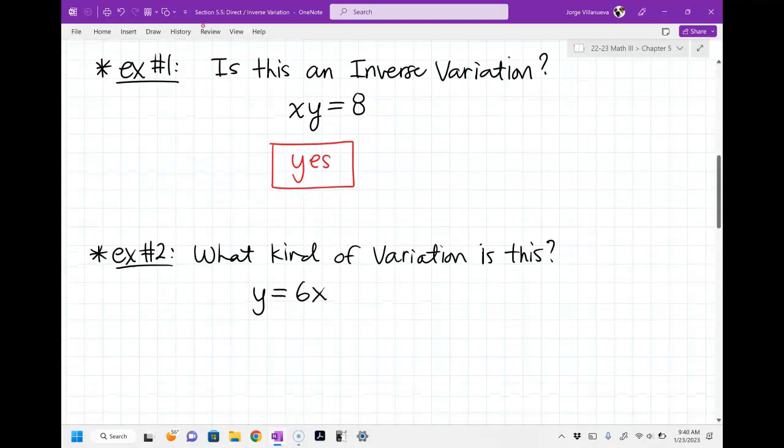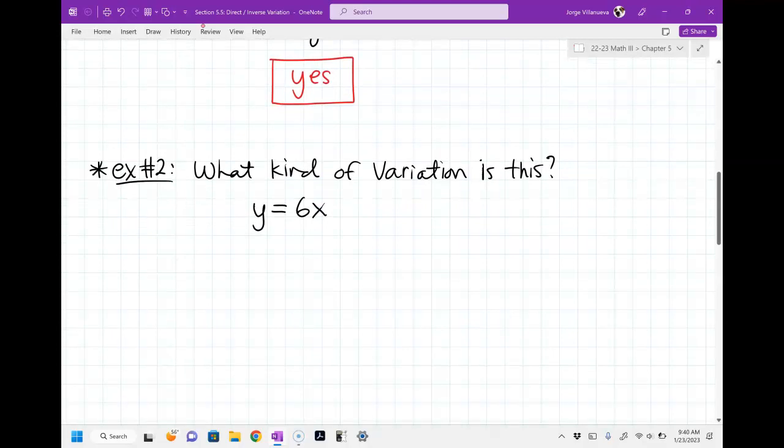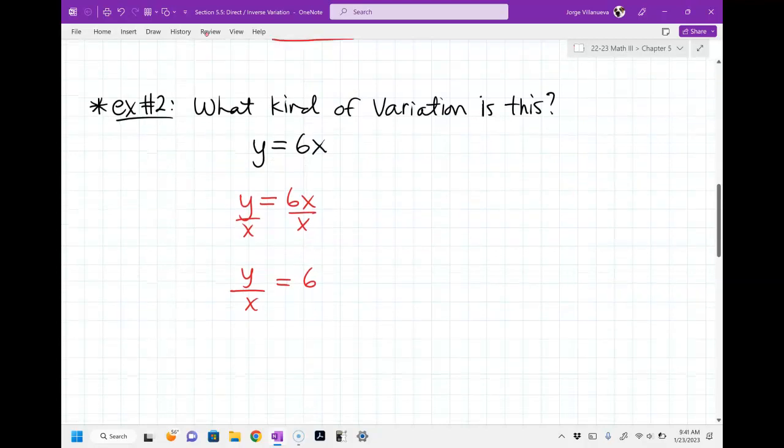Now, number 2 says, what kind of variation is this? Well, we have to solve for it, but it would be direct, right? If you want to make sure, we have y equal to 6x. Remember, in order to figure out the formula, you can see it in your head too, but we want to isolate the constant, which is 6. So let me divide by x. When I divide by x, I get y over x equals 6, which would be my k value. So y over x equals 6. That is a direct variation, right? So this is direct variation.